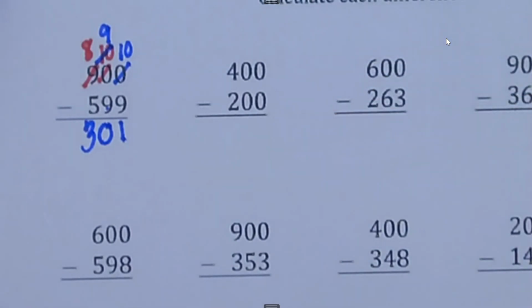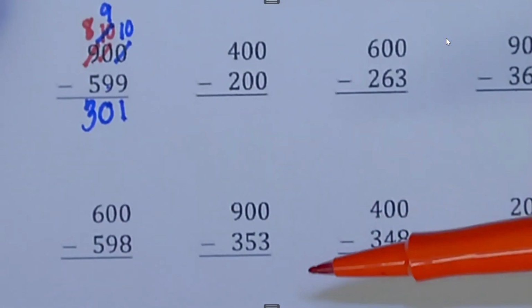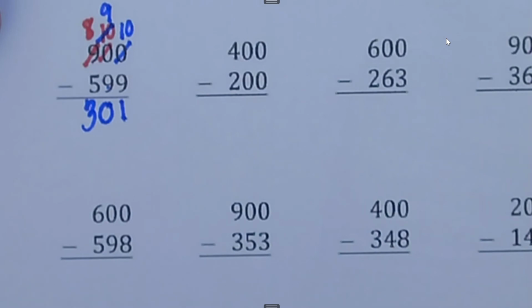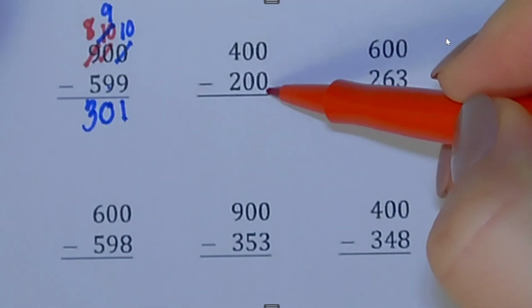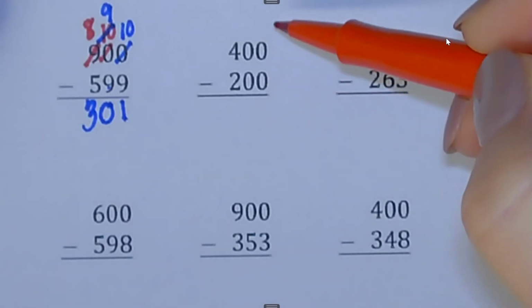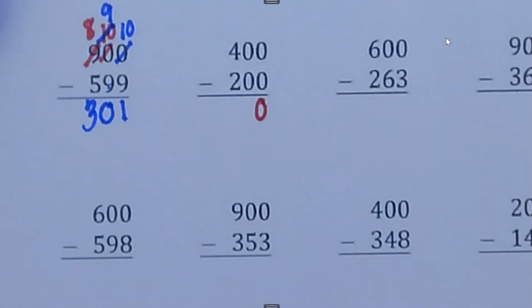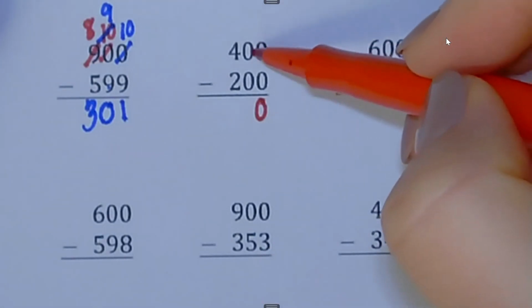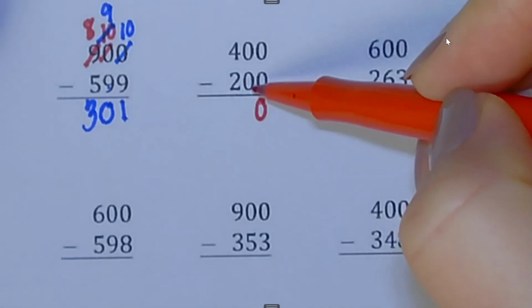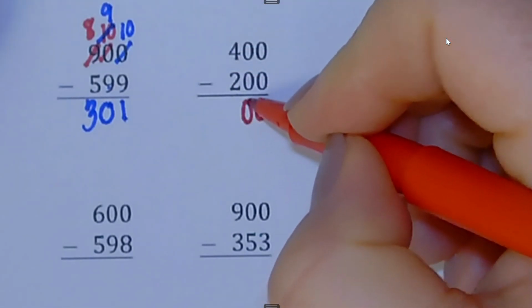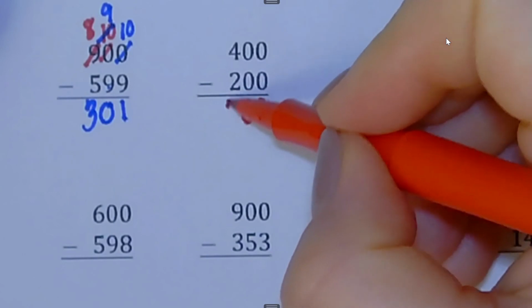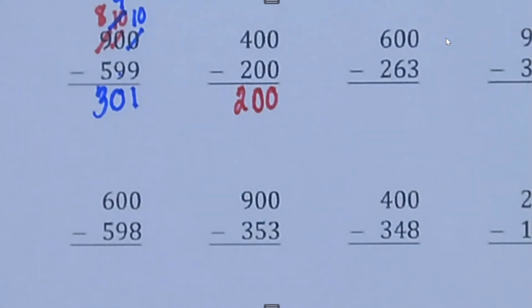400 minus 200. Write that down on your board. Start in your ones, 0 minus 0. I can do that because the top number is not smaller than the bottom number. 0 minus 0 is 0. Go to your tens place, 0 minus 0. I can also do that one, 0. 4 minus 2 is 2. Notice we did not have to regroup at all on this problem because all of our numbers on the top are the same or larger than the numbers on the bottom.